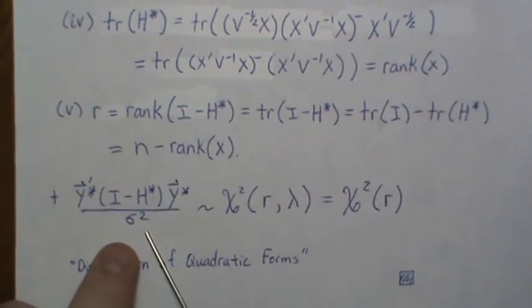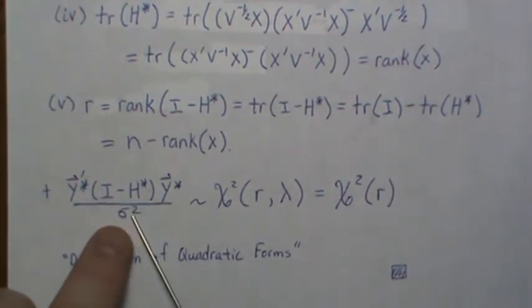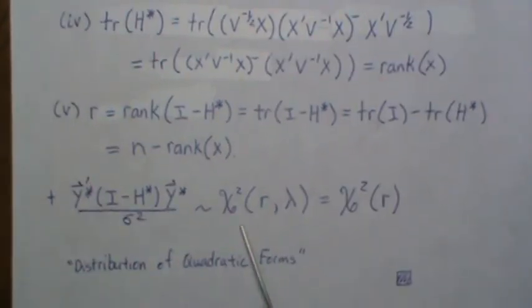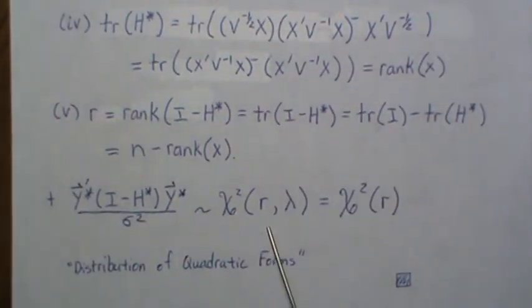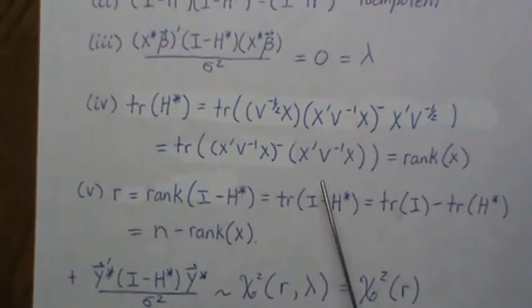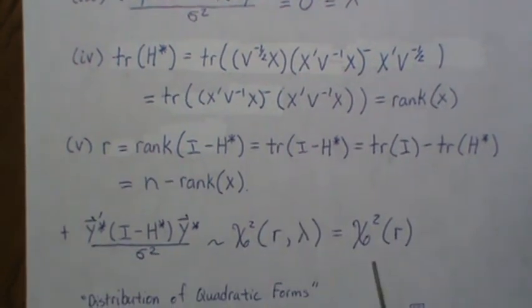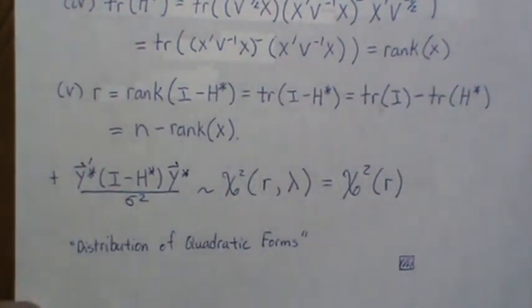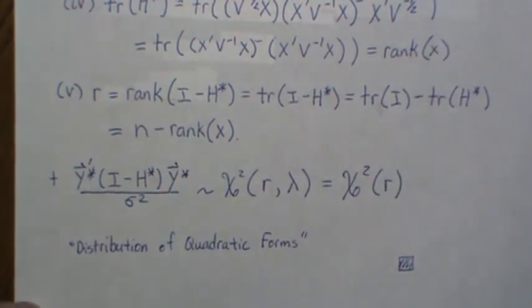Okay, so now we have enough background to just instantly say, using the distribution of quadratic forms, one of the theorems in there says that this quadratic form divided by sigma squared is a chi-squared with r degrees of freedom and a non-centrality parameter lambda, but the lambda we said was 0, so it's a central chi-squared with r degrees of freedom. And that's actually all I have for today's video.